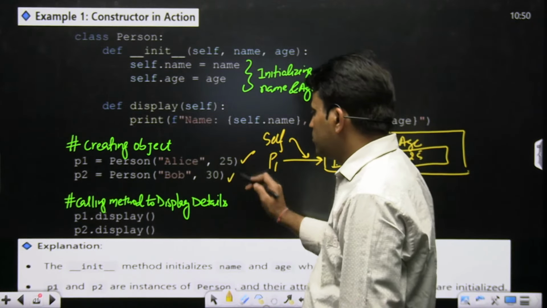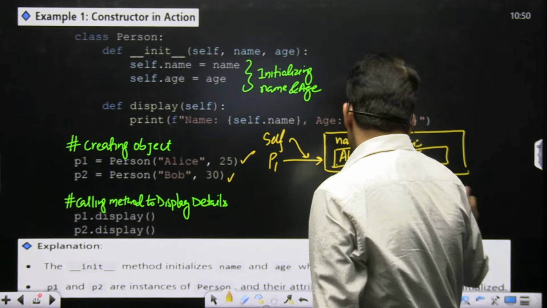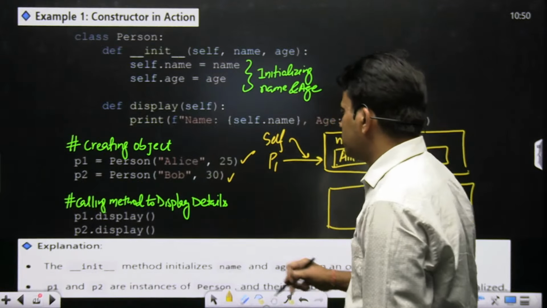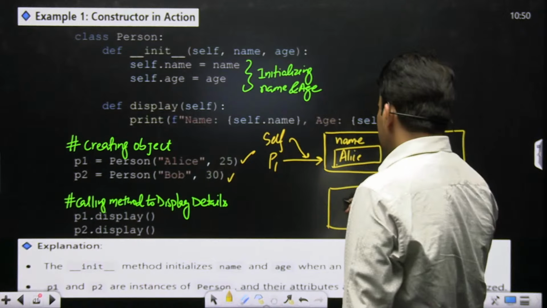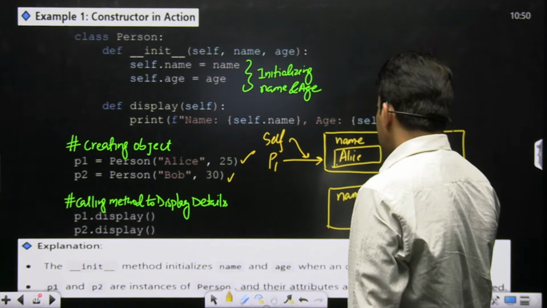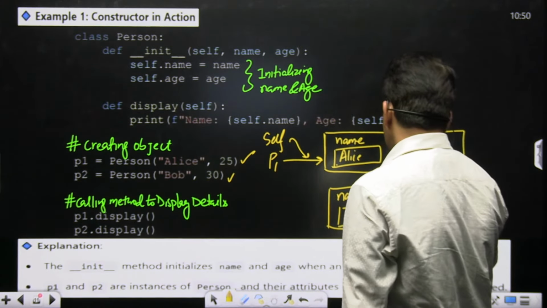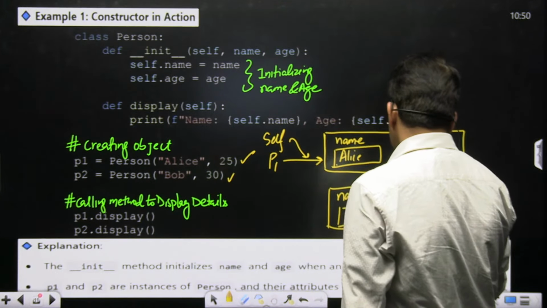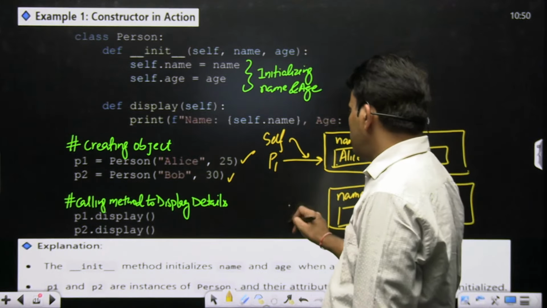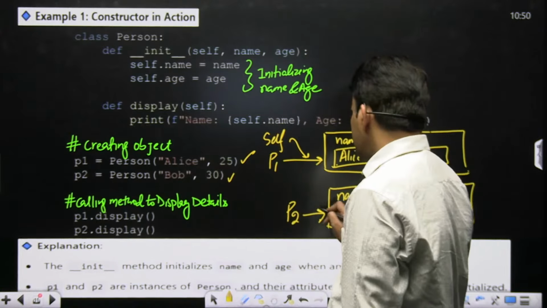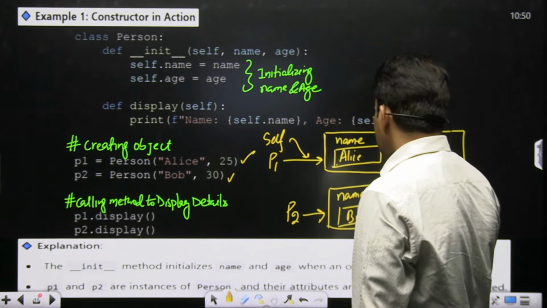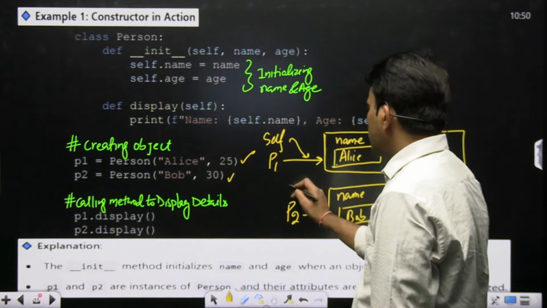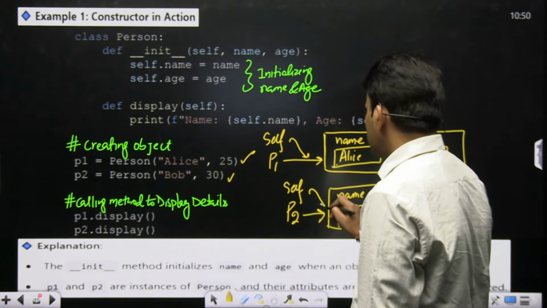What about the second? In the second, it's the same thing. If you create an object of this second class with the class name and attributes, P2 is pointing to this one, and name is initialized to Bob, and age is 30. And self is pointing to this one.